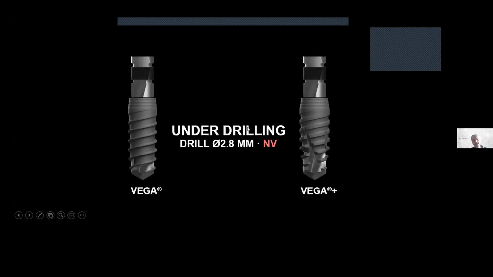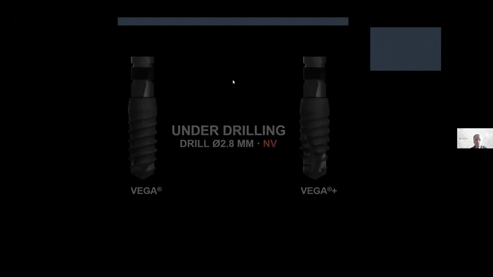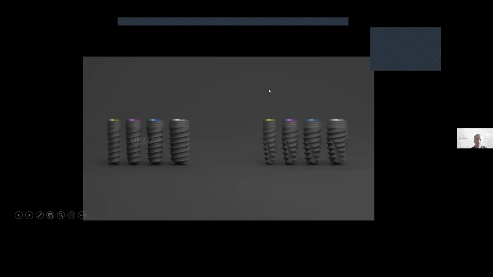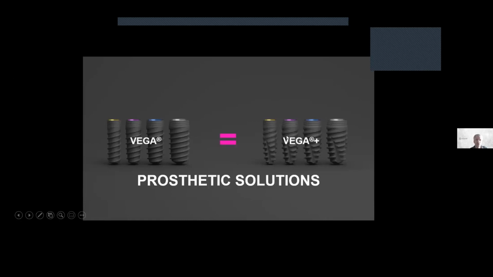It might be that in type 1 bone density, you should just use the correct drill instead of under drilling, but this is not very usual. And you will get 34% more contact surface when you do the under drilling, okay? You also have to look at the insertion torque. Don't put it in at very high torque.